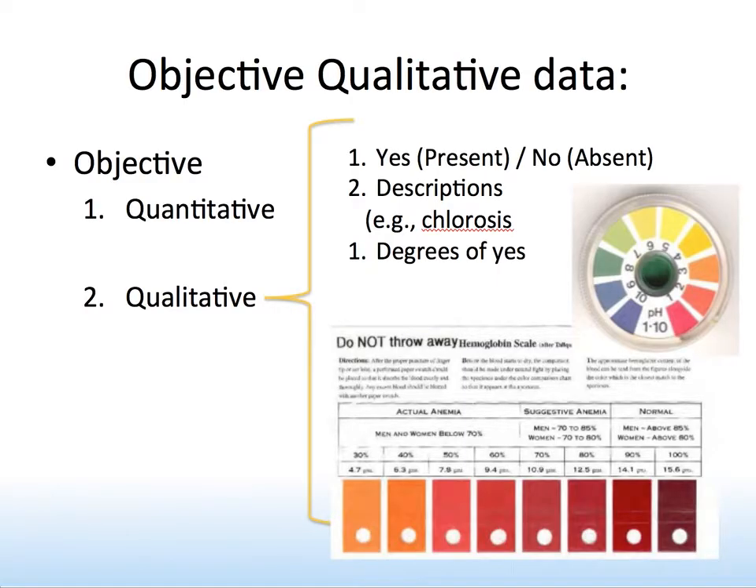So here are some other types of qualitative data. For example, if we use pH paper, I don't know if you've ever used that in lab, but you get this kind of rainbow measurement, and you have to put your paper in the solution that you're measuring the pH of and try to match it to the closest number.